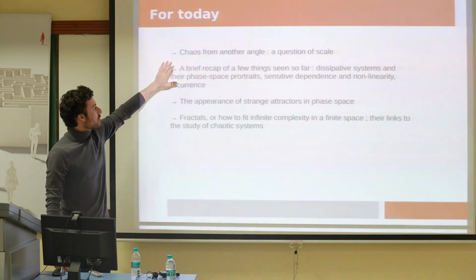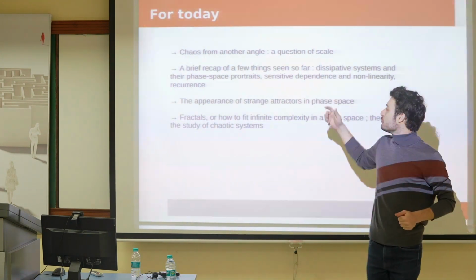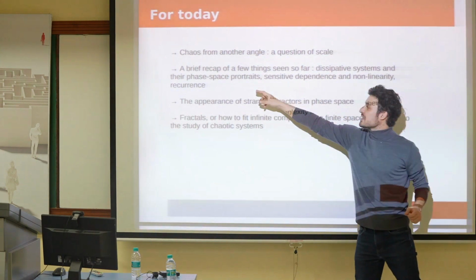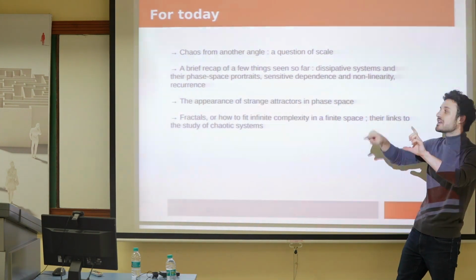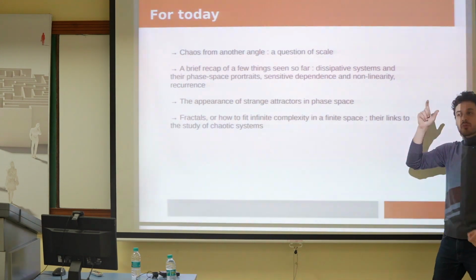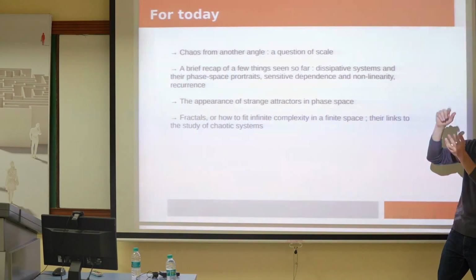In order to do that, we'll also have a brief recap of the things we've seen so far. So I'll reintroduce some of the vocabulary. So what's a dissipative system? What are phase space portraits and how do systems evolve in this phase space? We'll have a second look at sensitive dependence, this time from the point of view of the stuff we saw yesterday in terms of destabilized fixed points.